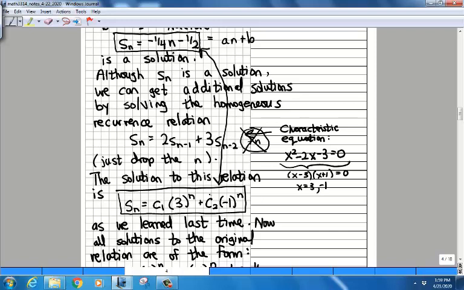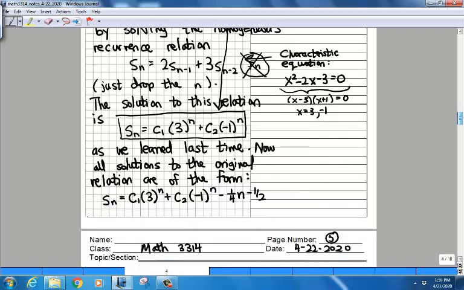And when you combine these two solutions by addition, what you end up with are all possible solutions to the original non-homogeneous recurrence relation. That's it. That's all possible solutions to that original non-homogeneous recurrence relation. Remember, that was s sub n equals 2 s sub n minus 1 plus 3 s sub n minus 2 plus n. Every solution to this recurrence relation looks like this. Okay.